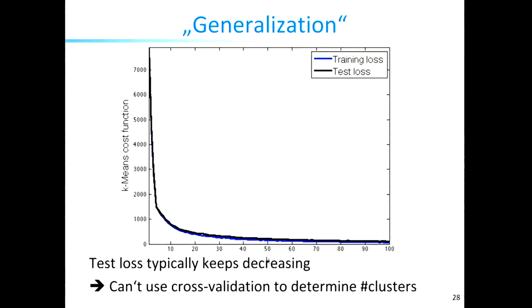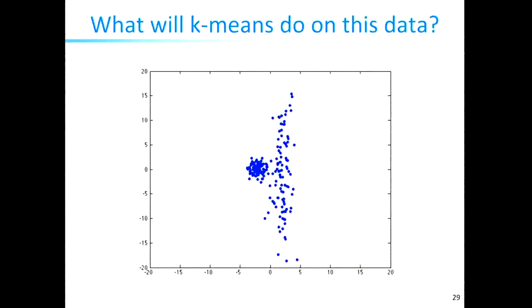Okay, now that's one of the issues with k-means, namely how to determine k. The next question is, how do the solutions actually look for different data sets? So here's a simple example of this data set. So let's play the game again.